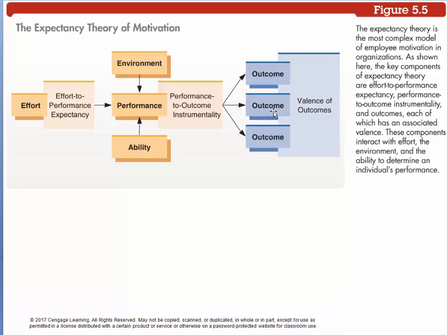So this is expectancy theory, and if the perception of any one of these things is not there, then the person won't be motivated. So the person being motivated must think that effort will lead to the performance. I must think that performance will lead to an outcome, and that outcome has to have value. It has to have valence to me, the person being motivated.